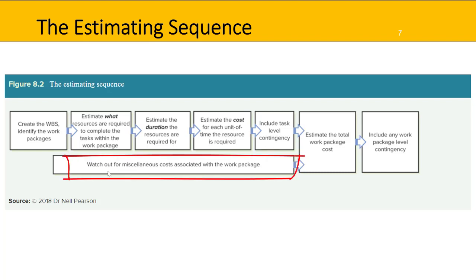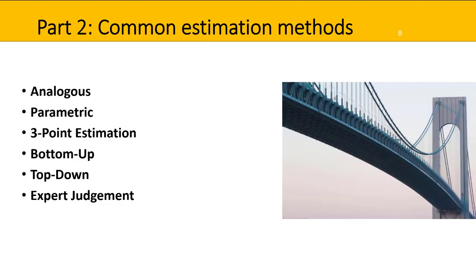Down at the bottom here, also we watch out for miscellaneous costs associated with the work package. So when you're devising those work packages and your work breakdown structure, you might consider what other kinds of costs could be involved. So from there you can estimate the total work package cost and then include any work package level contingencies as well, some backup plans or a little bit of buffering or extra money put aside just in case something unexpected occurs. You can view part 2 of this video to learn common estimation methods that will go through analogous, parametric, 3-point estimation, bottom-up, top-down and expert judgment.